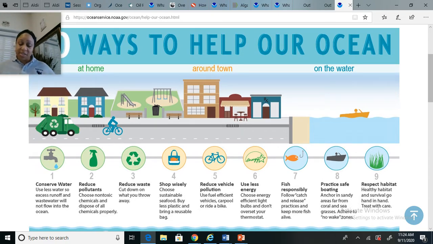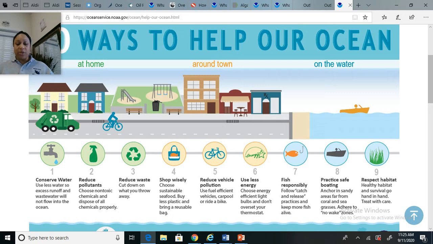Number one, conserve water. Use less water so excess runoff and wastewater will not flow into the ocean. So it says use less water, so excess runoff and wastewater will not flow into the ocean. Reduce pollutants, choose non-toxic chemicals, and dispose of all chemicals properly. Reduce waste. Cut down on what you throw away. Shop wisely. Choose sustainable seafood. Buy less plastic and bring a reusable bag.